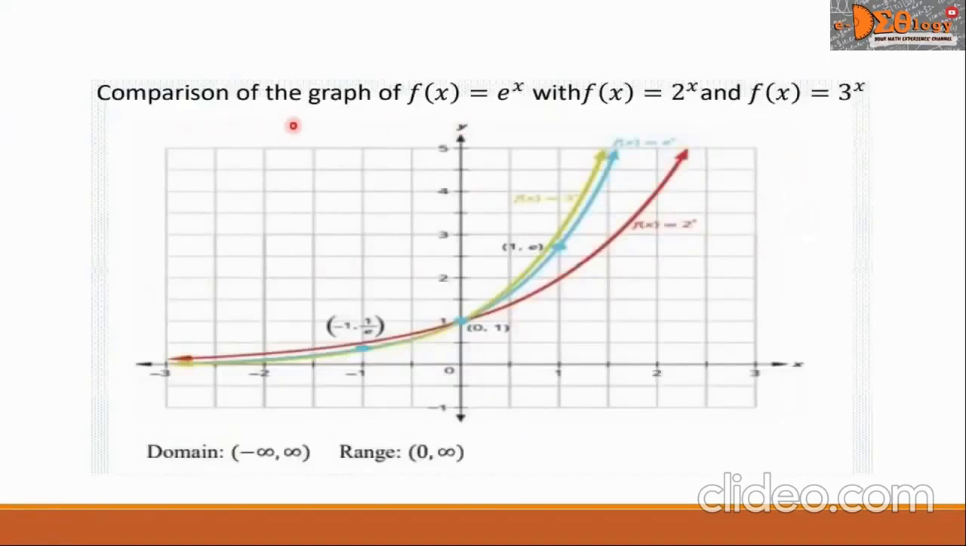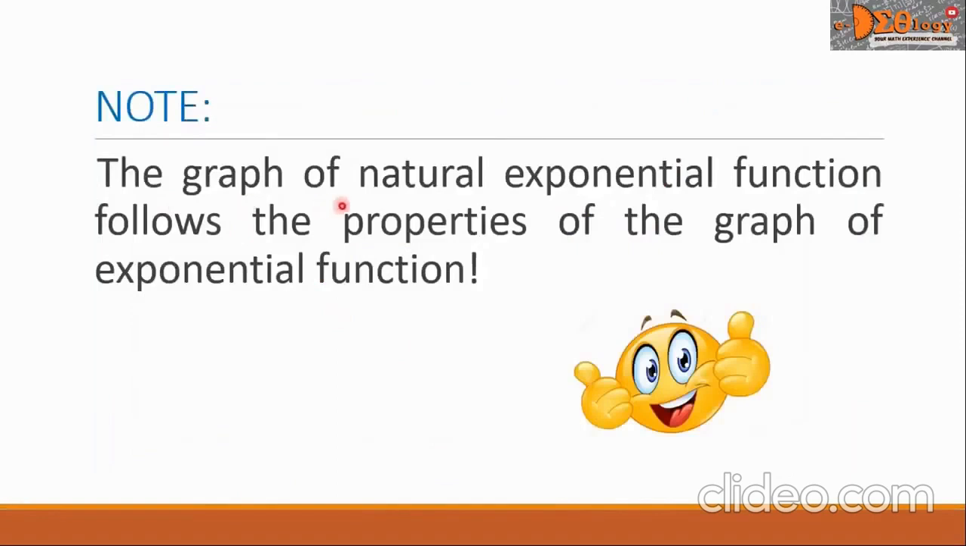Let us see here the comparison of the graph of f of x equals e raised to x, and the graph is that color blue. The graph f of x equals 2 raised to x is this graph in red, and the graph f of x equals 3 raised to x is the graph in color green. Take note that all these graphs have domain negative infinity, positive infinity. And the range is open parenthesis 0, infinity. Take note, the graph of natural exponential function follows the properties of the graph of exponential function.